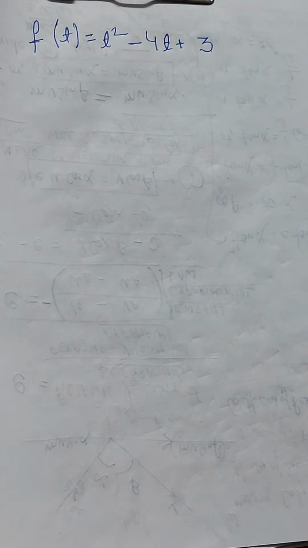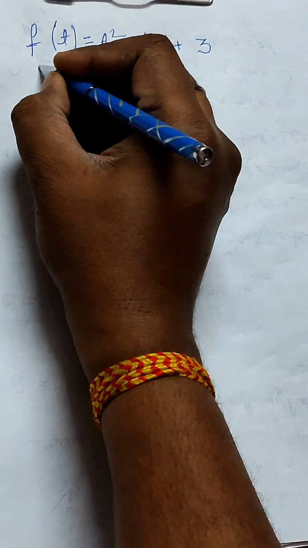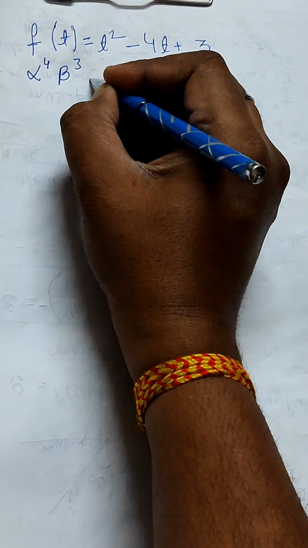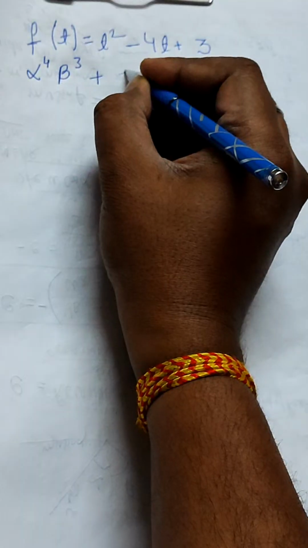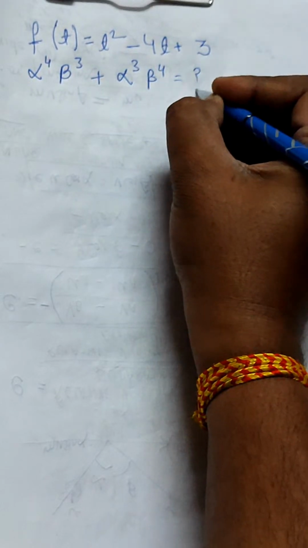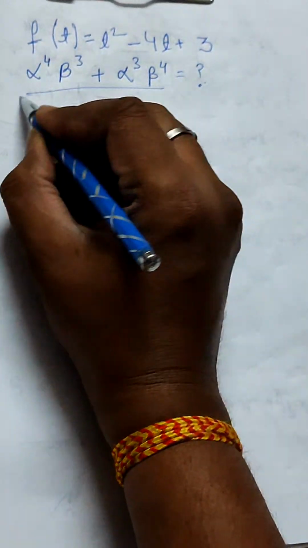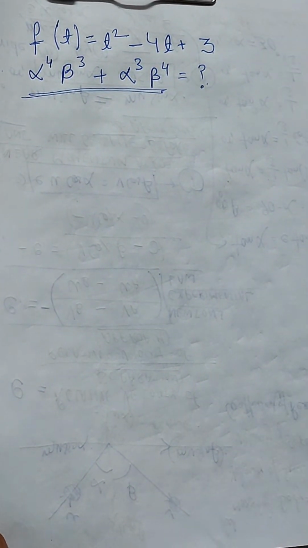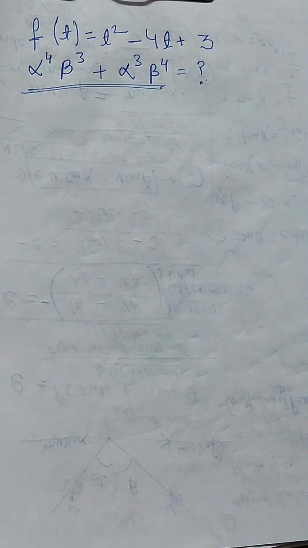Now we need to find what? The value of alpha 4 beta cube plus alpha cube beta 4. That we need to calculate, right? So here the question is very clear. We need to find the value of this.